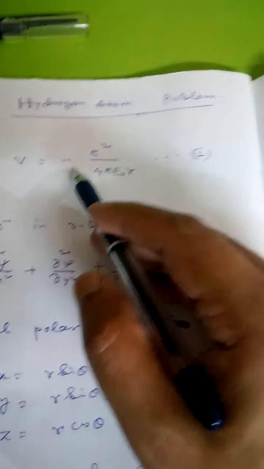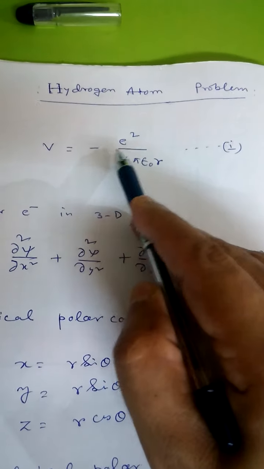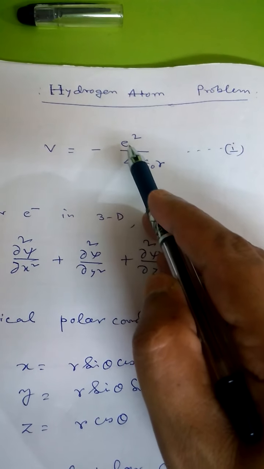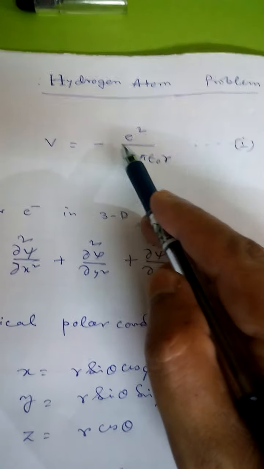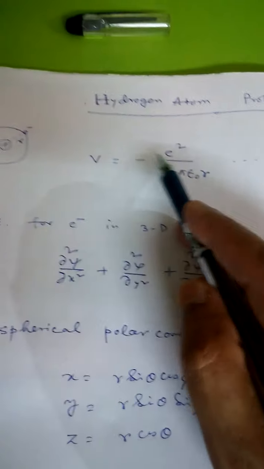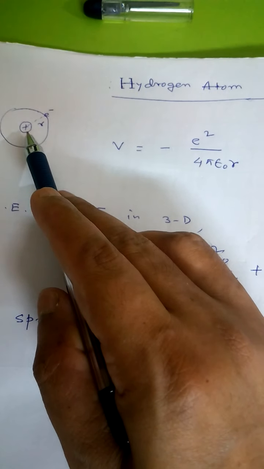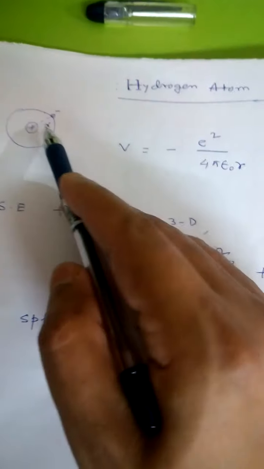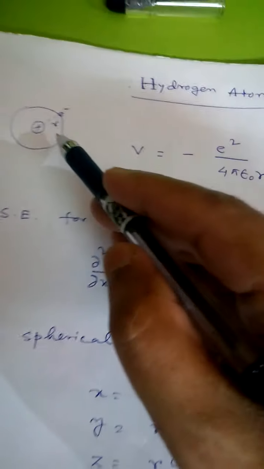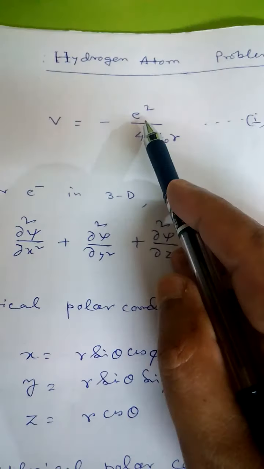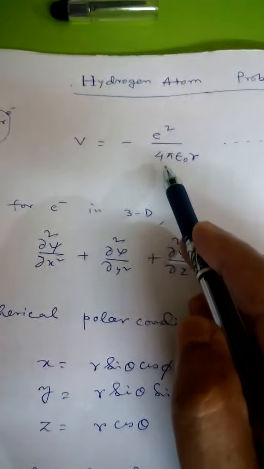So the potential energy for the hydrogen atom is approximated to be minus q1 q2 by 4 pi epsilon naught r. Here plus e is the charge of the proton and minus e is the charge of the electron. So plus e into minus e by 4 pi epsilon naught r, where r is this distance. So minus e square by 4 pi epsilon naught r is the potential energy for the hydrogen atom.